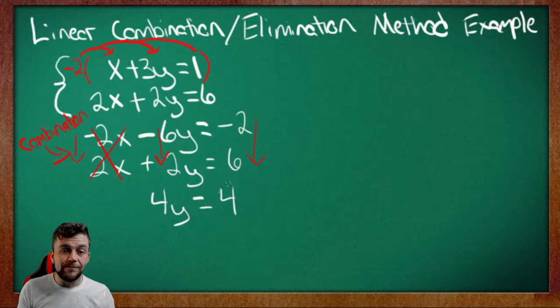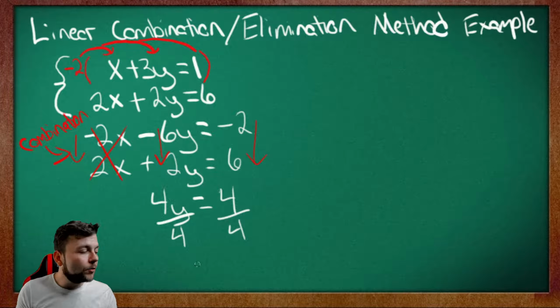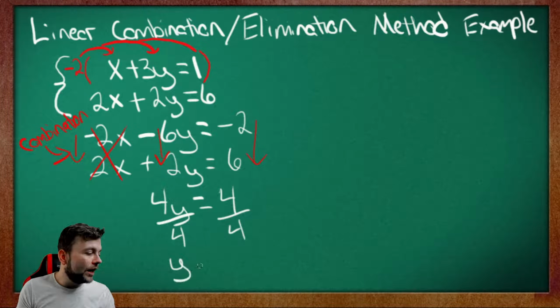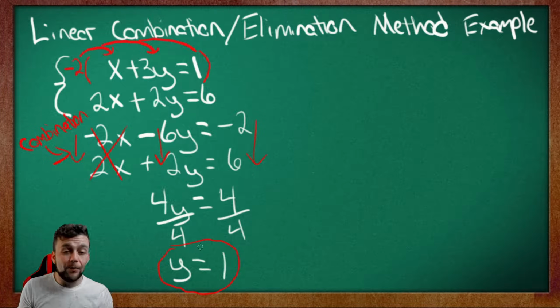That is 4. How do we get rid of the 4 in front of the y? The inverse operation of dividing by 4. And we're left with y equals, what is 4 divided by 4? It is 1. Circle that answer. We're done with that half of the problem.